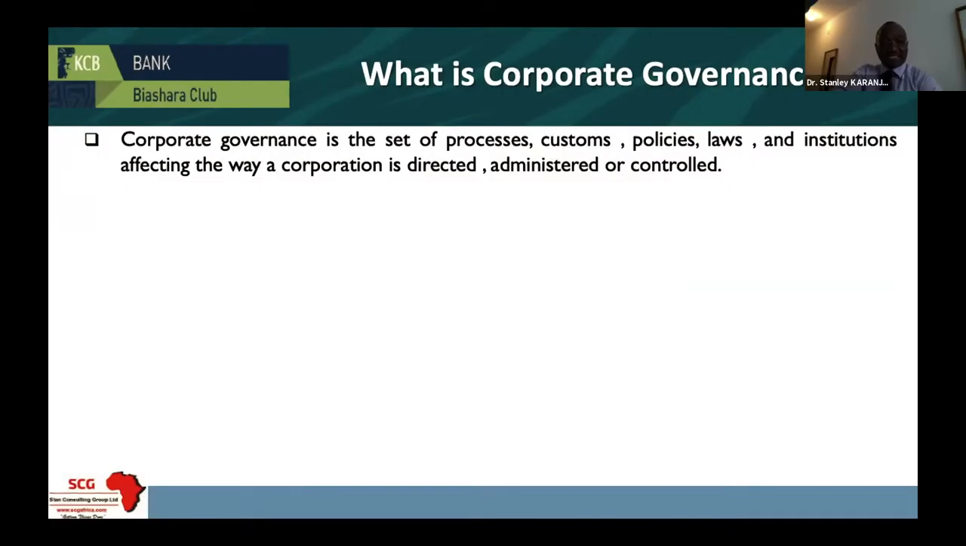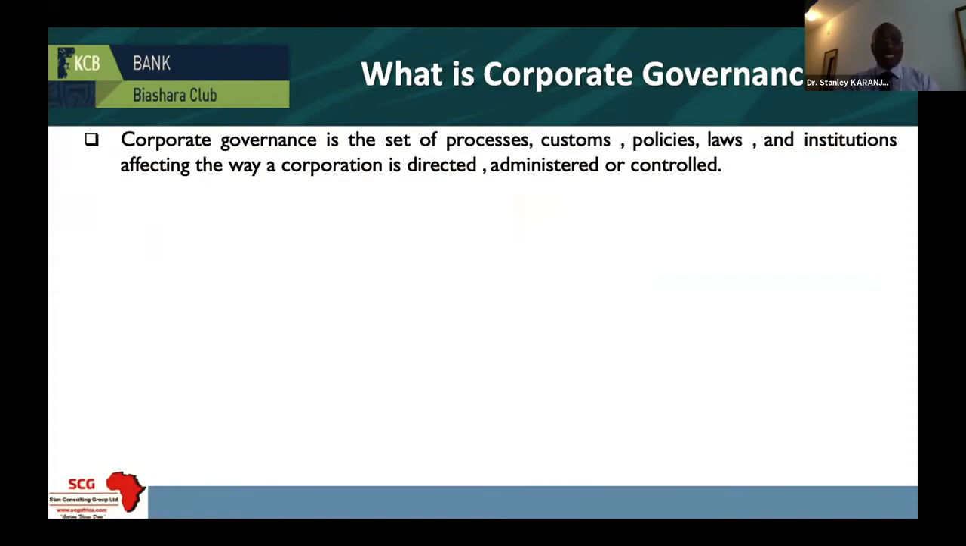What is corporate governance? It is that set of processes, customs, policies, laws, institutions affecting the way a corporation, a business, is directed, administered, and controlled. The way in the organization, the way you do things, the culture, the way of life, how it's directed, how it's documented to be followed.